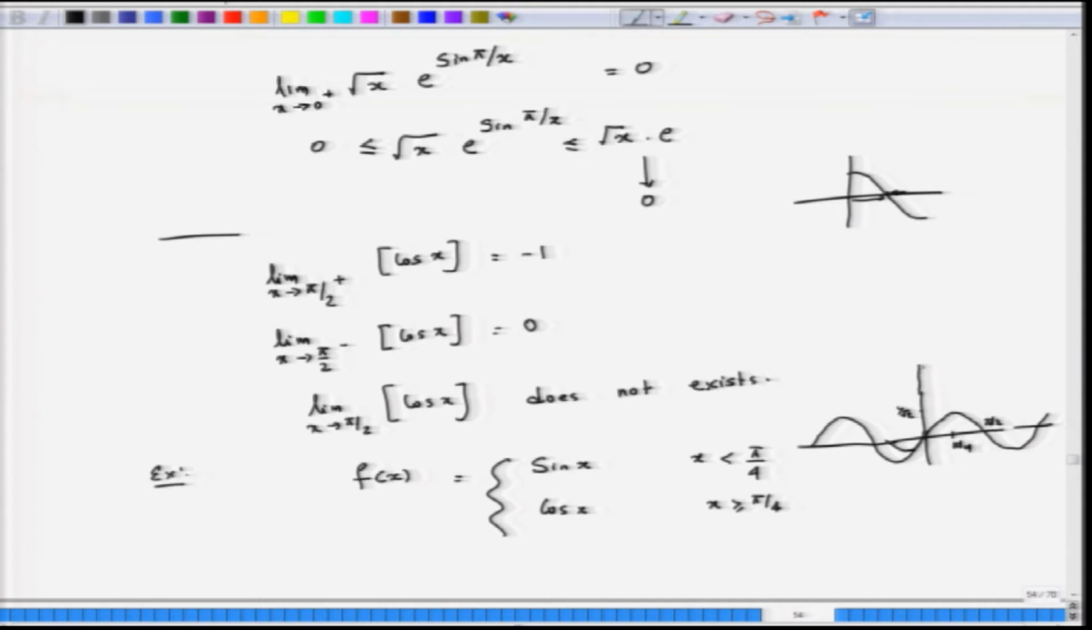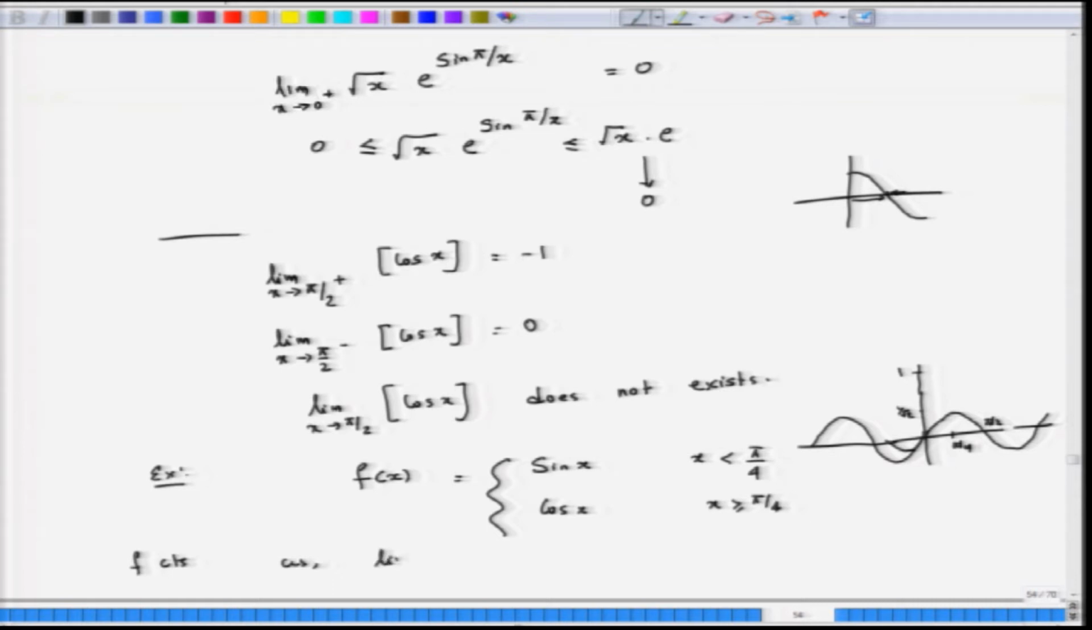So, this is 1. However, this is a continuous function f, because outside of pi by 4, for x less than pi by 4 it is sin x, which is a continuous function, and for x greater than pi by 4 it is cos x, again a continuous function. So, we are only interested in finding the behavior at pi by 4.